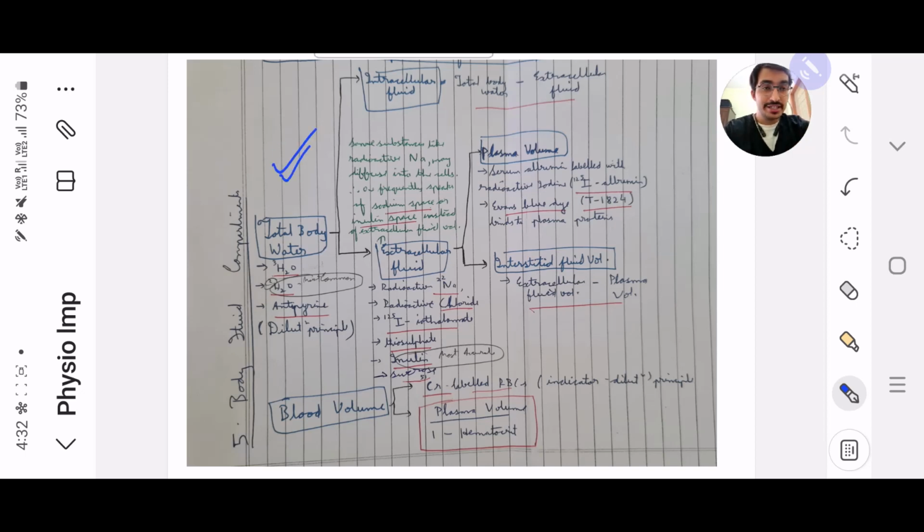Actually, I had made this in my first year, but it was really good for me in my NEET preparation as well. So this is one chart. Everything is given in this, literally everything related to the fluid compartments. This is from Guyton, so you don't need to read Guyton after you read this chart.